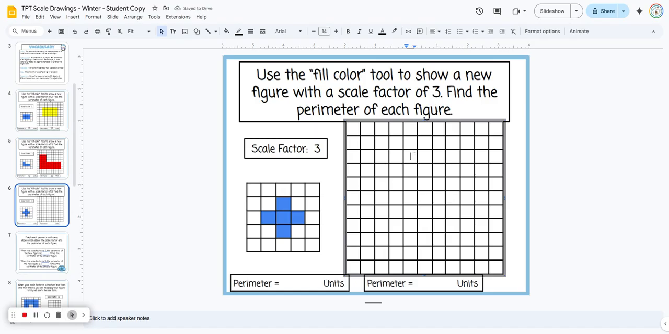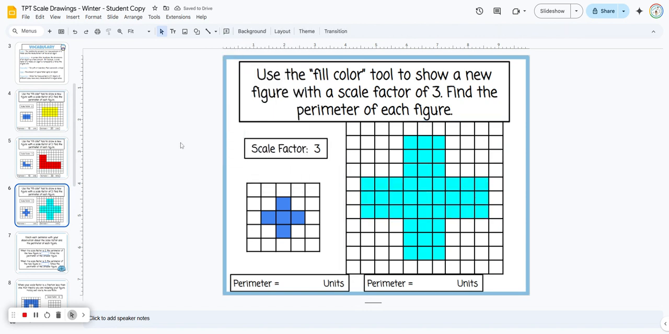let's try that one again. If we go all the way down, it's going to look like this. And the same thing going across. So they'll get a figure that's scaled up by a scale factor of 3.